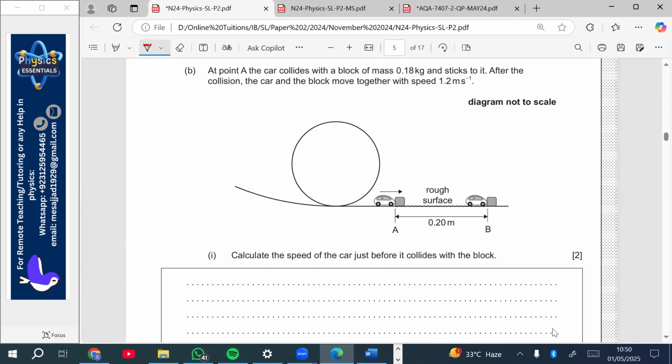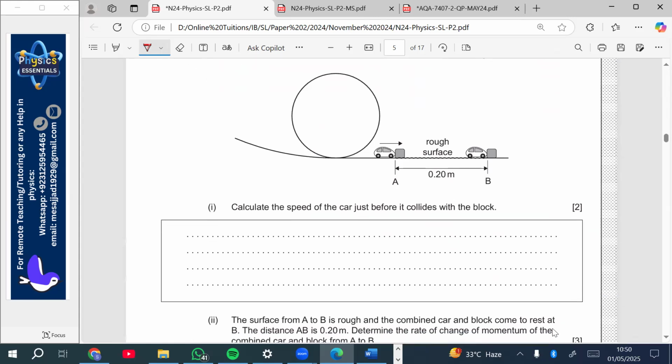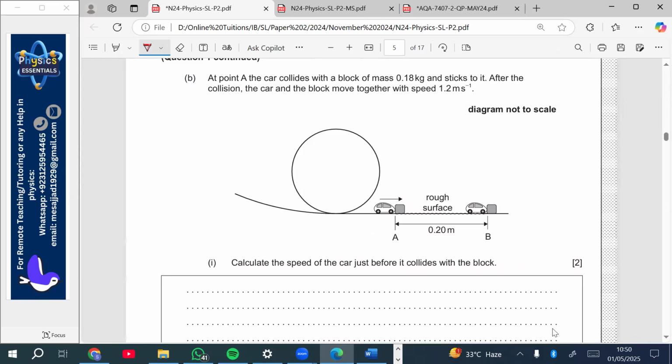At point A, the car collides with a block of mass 0.18 kg and sticks to it. After the collision, the car and the block move together with speed of 1.2 meter per second. Calculate the speed of the car just before it collides with the block. It's very easy once again.